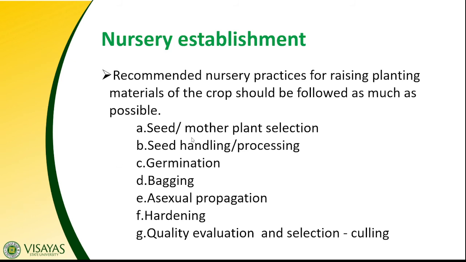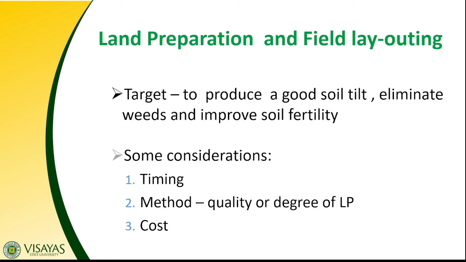Recommended nursery practices for raising planting materials of the crops should be followed as much as possible, which includes the seed or mother plant selection, seed handling or processing, germination techniques, bagging, sexual propagation, hardening of the planting materials so that they will become ready for field planting, and then quality evaluation and selection. Those of poor quality must be culled or excluded from the planting materials, because it is expected that they will not do well.